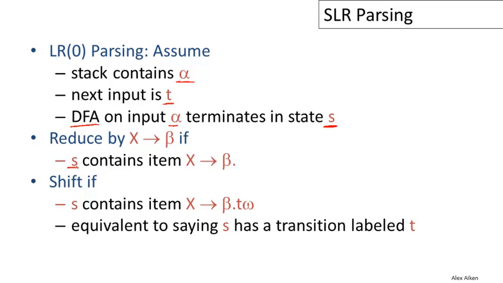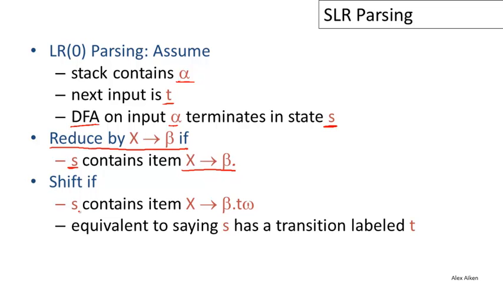If the final state of the DFA contains the item x goes to beta dot, what does that say? That says we've seen the complete right-hand side of x goes to beta on the top of the stack, and that furthermore, everything below on the stack still says that x goes to beta dot is a valid item for this state, meaning it's okay to reduce by x goes to beta. So if we see a complete production, dot all the way on the right-hand side, in the final state of the DFA, then we're just going to reduce by that production.